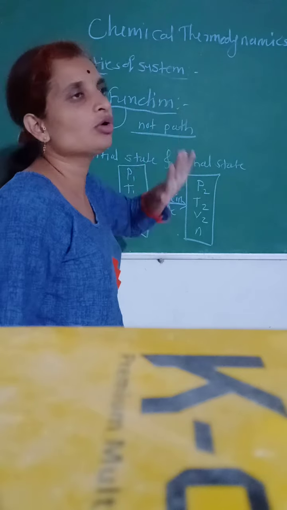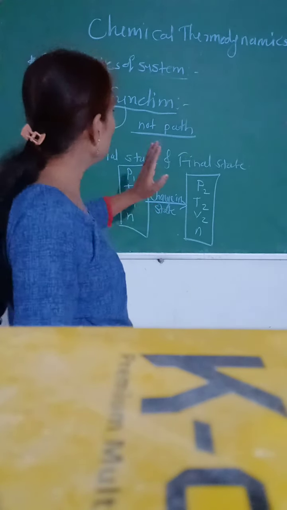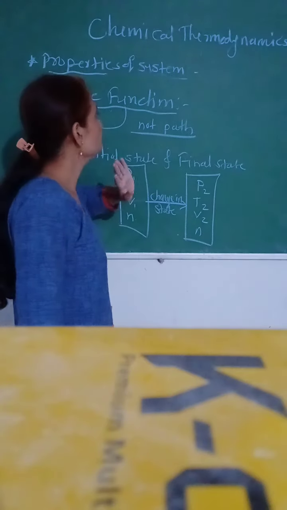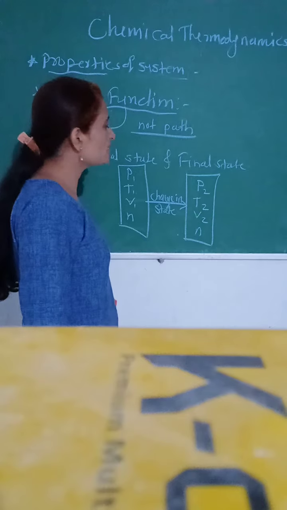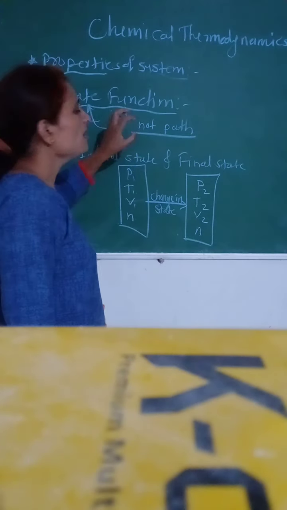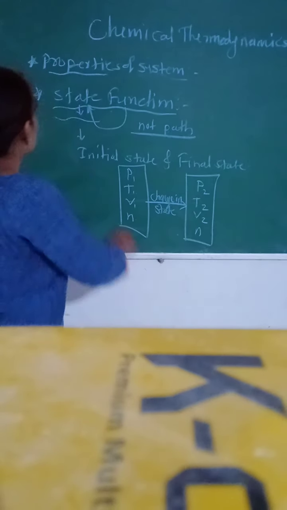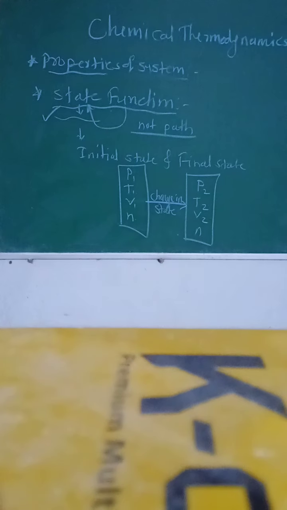The target is the 4th floor, not the path. The pathway does not matter. It will go from initial to final. That means a state function is a property which depends on the state of the system and not the path followed by the system. It means the current state of the system, and we call this the state function.